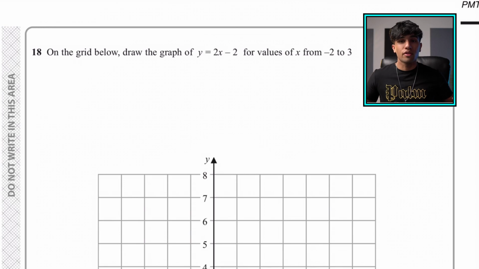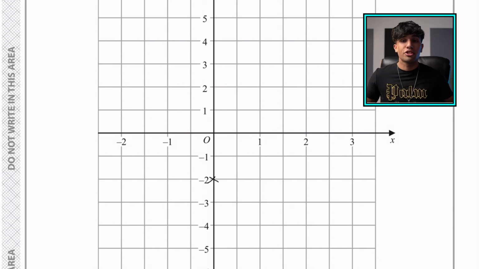Given that the equation of the graph is y equals 2x minus 2, and we need to plot from points minus 2 to 3. Let's first plot what we know, which is the y-intercept is minus 2. And we know our gradient is 2 because the integer before x is 2. Meaning the change in y over change in x is equal to 2, so the slope is 2. Our graph will look something like that.